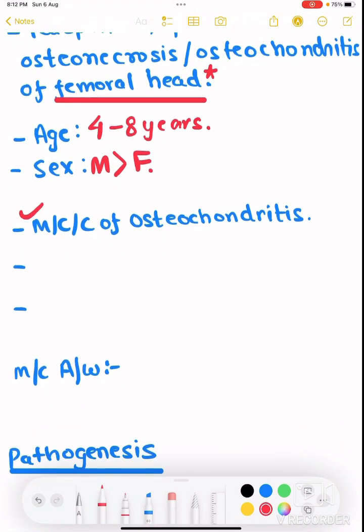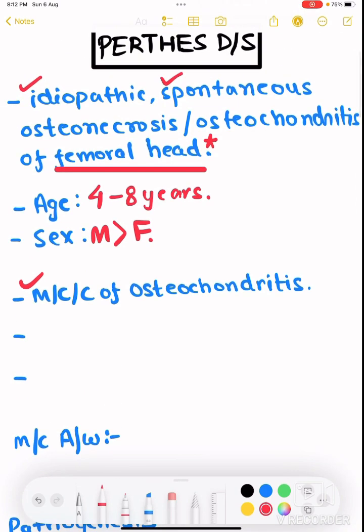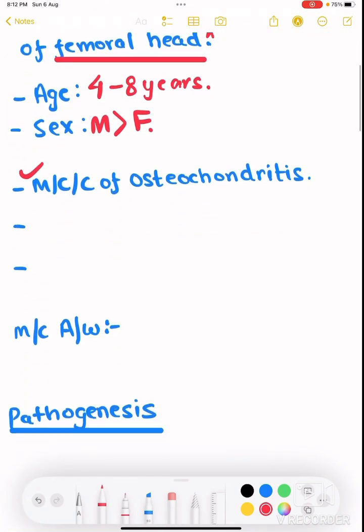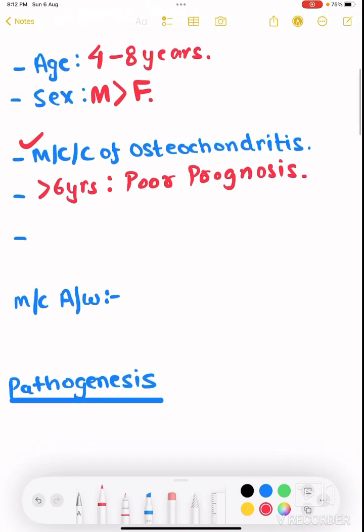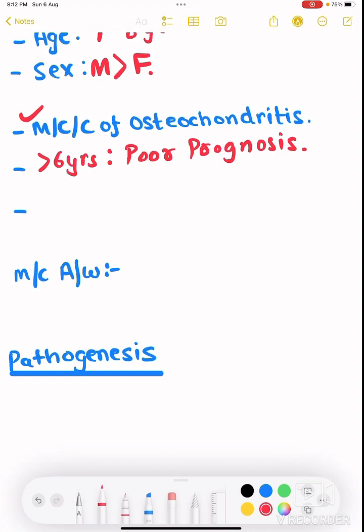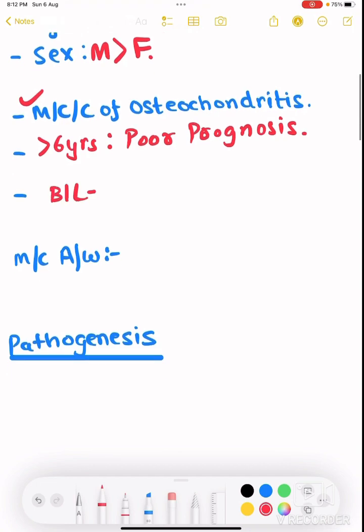I will discuss this particular thing at the end. Right, next thing, the most common cause of osteochondritis is Perthes disease. Next thing, if the age of the patient is more than 6 years, then it means that the prognosis is poor, right? Poor prognosis if more than 6 years. Now, another very important thing, it can be bilateral in 10 to 12% of cases.